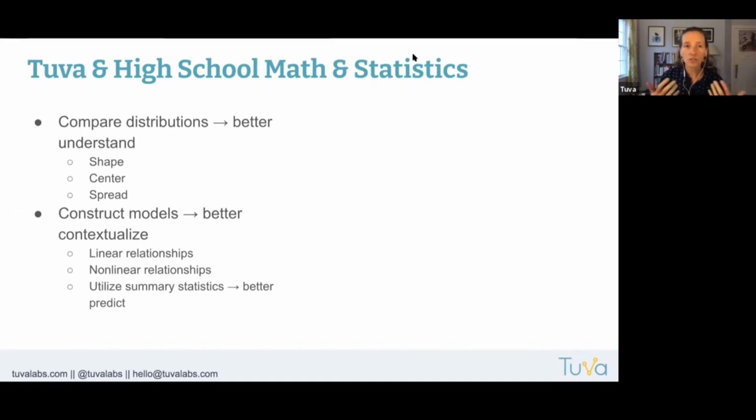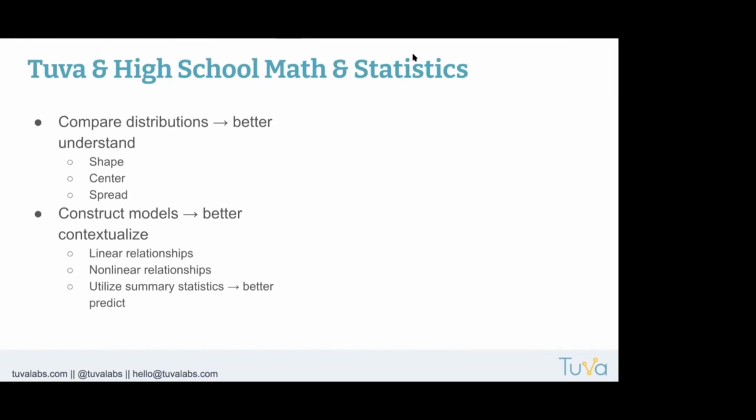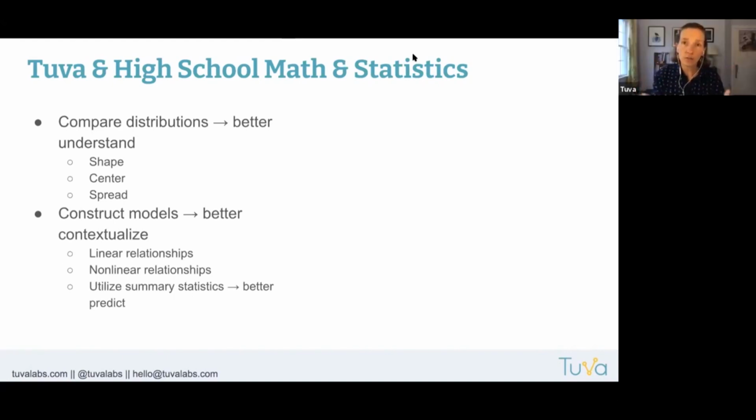We can also construct models to better contextualize, building off of linear and nonlinear relationships, as well as utilizing the summary statistics. Calculating them, but also asking what they provide for us. How can we leverage these to make better predictions moving forward with a data set, so that it's not a one and done execution, but really leveraging those summary statistics for all they provide?